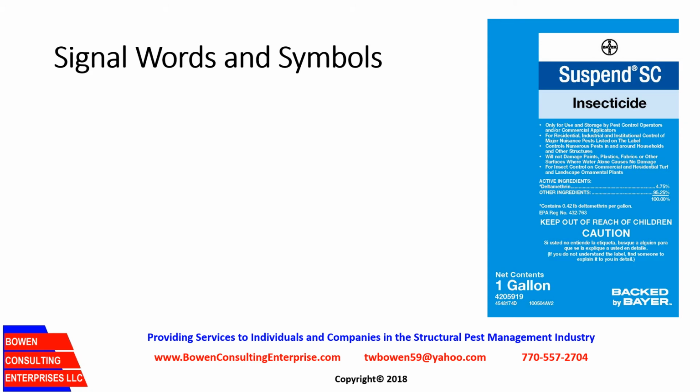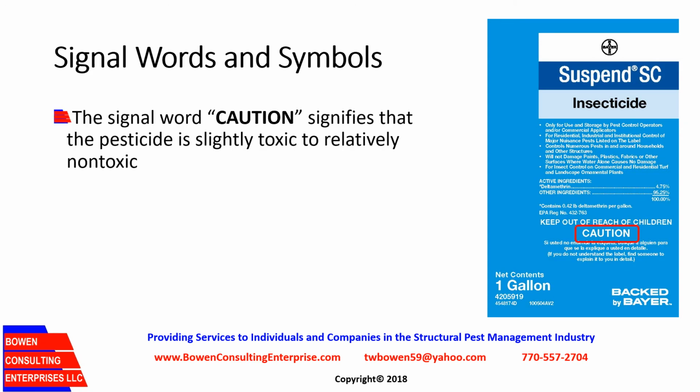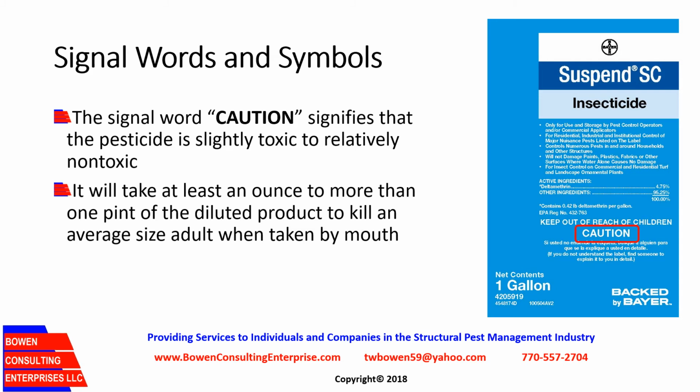The signal word caution signifies that the pesticide is slightly toxic to relatively non-toxic. If an average-sized adult were to ingest this pesticide by mouth in its undiluted form, it would take at least 1 ounce to more than 1 pint to kill the adult. Now, the adults in these instances are people and not the target pest.